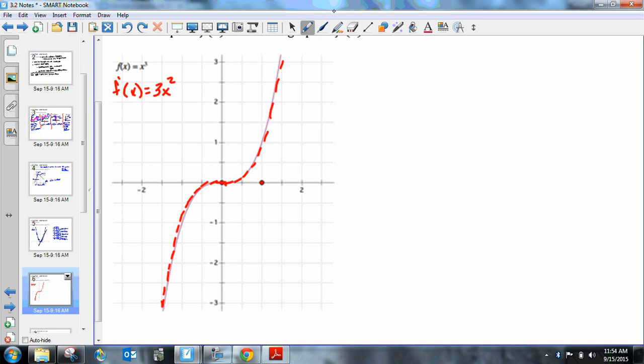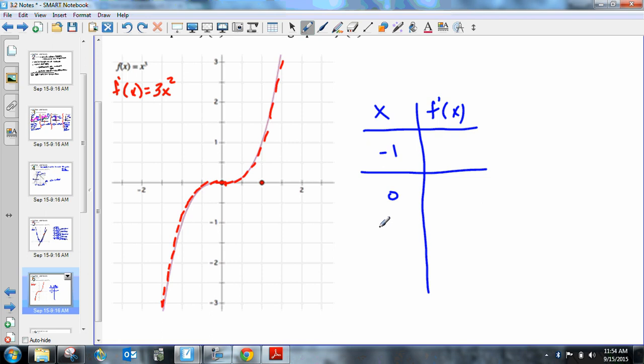So let's take a look. Let's actually draw these points out. Let me do x values and f prime of x values. Let me do just -1, 0, and 1. If I plug these values into my derivative, I'm going to get 3 out of this. If I take the value of 0, I have a slope of the tangent line at 0.